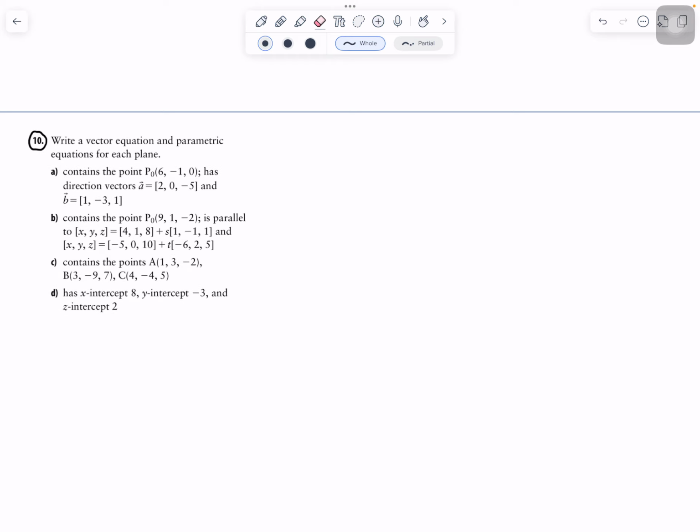Welcome back. This is part 2, reviewing the chapter section 8.2 equations of planes homework. We're just going to complete question 10 and we'll be done. Okay, so let's begin. So 10a.